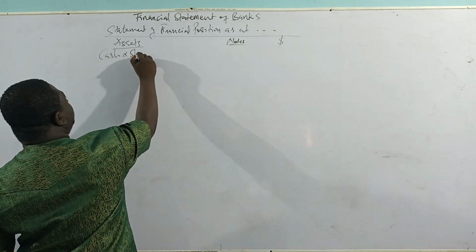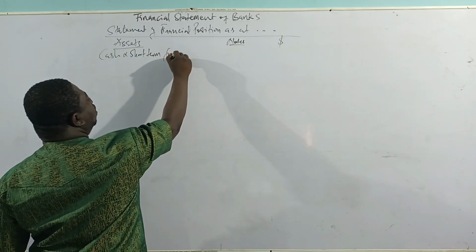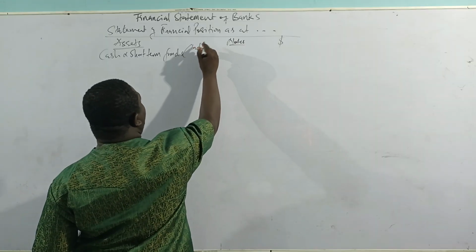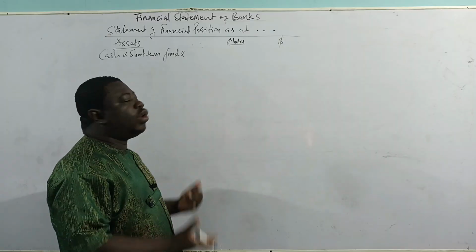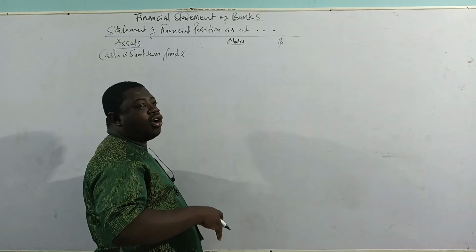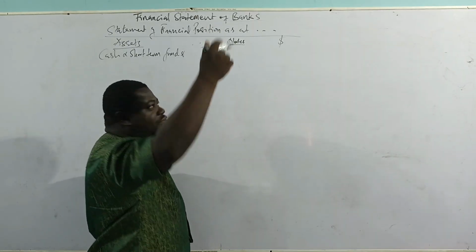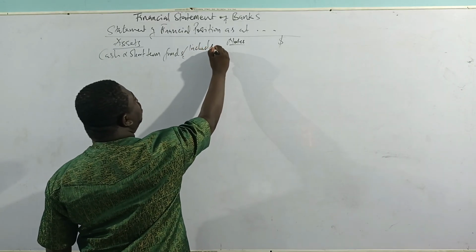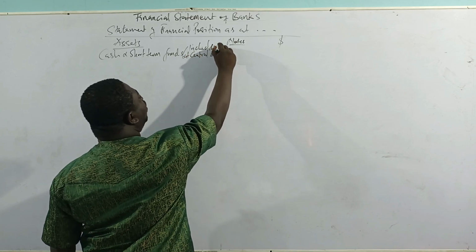Cash and short-term funds, including those with Bank of Ghana. I'm just adding that because normally the cash and the short-term funds are not only what they have in their hands, but even their cash with Bank of Ghana, if it is Ghana, or Bank of Nigeria, if it is Nigeria. So it includes even those that are with the central bank. That is the first thing you will see on their financial statement.